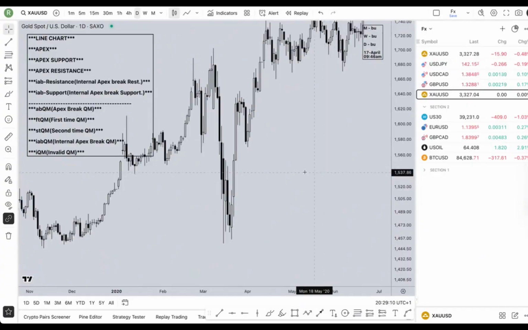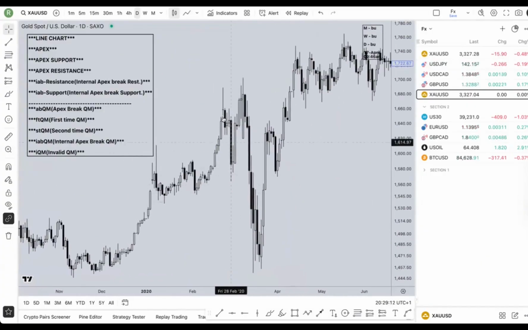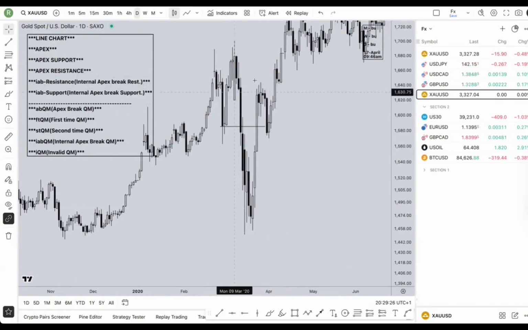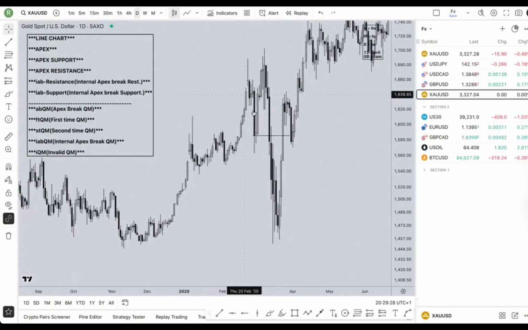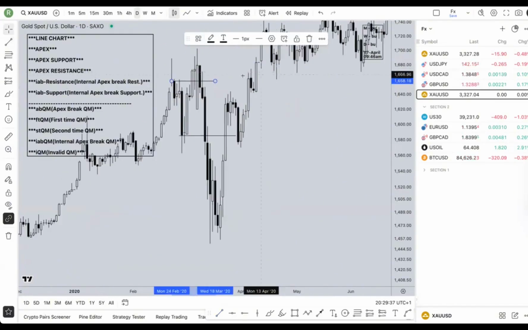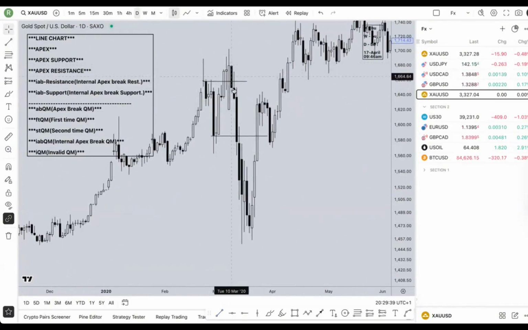Now we have this one also. This one, this is FTQM. We have this QM here. Broke again. Okay, this one is just a normal QM, not part of the kind of QM we are looking for. The market broke it. The only time it was a QM, this was a QM here. After this break here, this one became a QM. The market respected it and pushed it down.